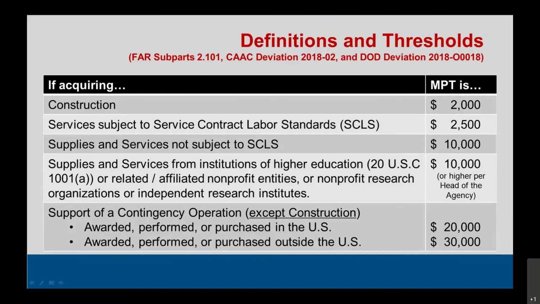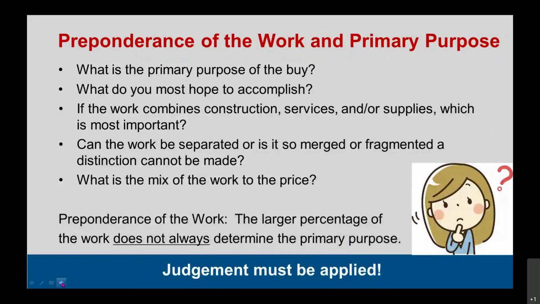So with this in mind, let's start walking through some questions that you can ask yourself when you're making a decision how to classify a purchase as either construction, services, or supplies. So we can start asking ourselves, what's the primary purpose of the buy, or the intent? What do you hope to accomplish? Is it to build a boat dock? Is it to install cabling for better internet service? Is it to buy a trailer to haul equipment? If the work involves a combination of construction, services, and supplies, which is most important?